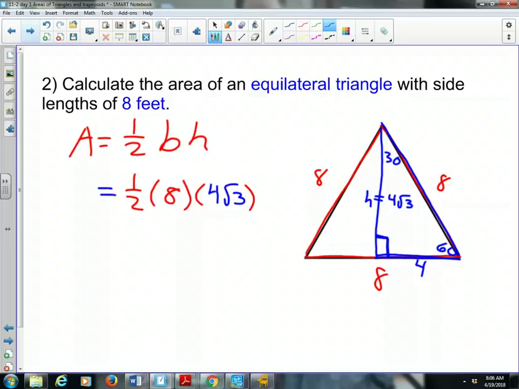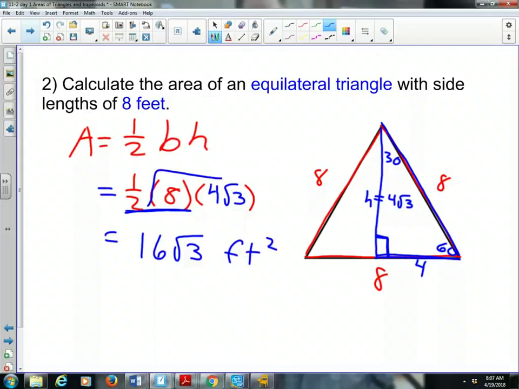So we're going to answer in two different ways. One is the exact answer. We're going to keep root 3 in our answer. We'll also answer with the approximate. So 1/2 of 8 is 4, and 4 times 4 is 16. So it's 16 root 3, and this is square feet.